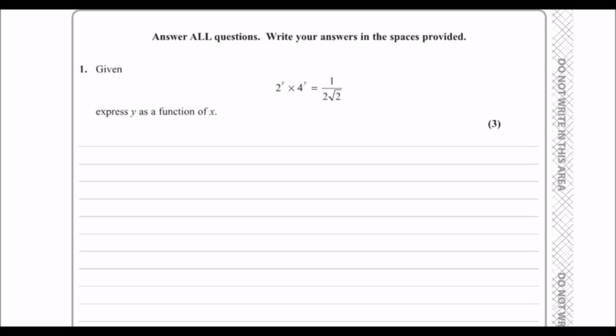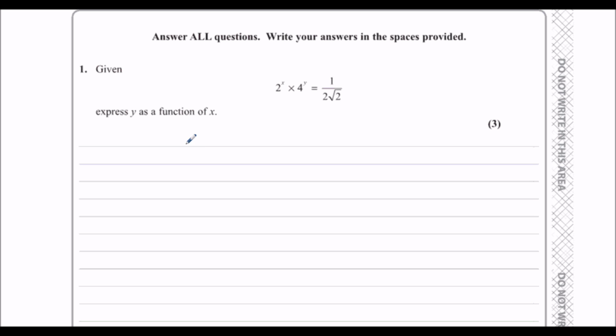Question 1. Given that 2 to the power of x times 4 to the power of y is equal to 1 over 2 root 2, express y as a function of x. So we're looking for y equals something to do with x. And we've got powers of 2 here.